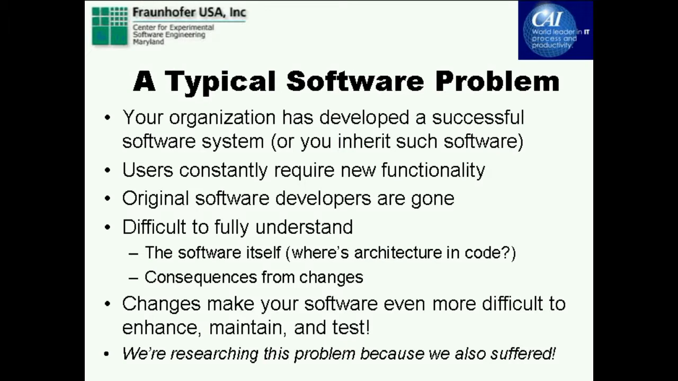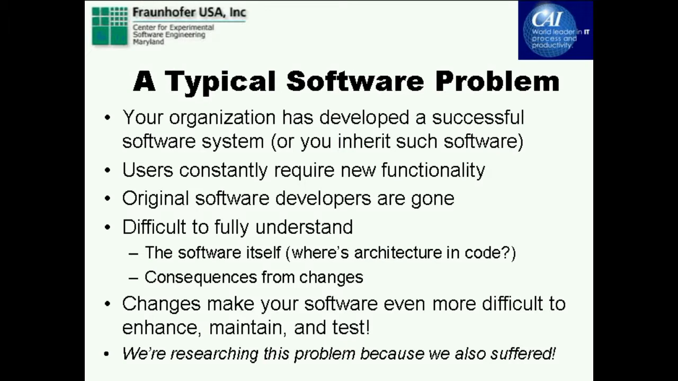So you have this software system and it's successful, so users ask for more functionality all the time. And it might be that the original software developers for the software system are gone. They might still be in the organization, but they might be busy with other stuff, so it's not so easy to access them. This and many other circumstances often make it very difficult for the developers or maintainers of that software to fully understand the software itself. For example, where is the architecture in the code?